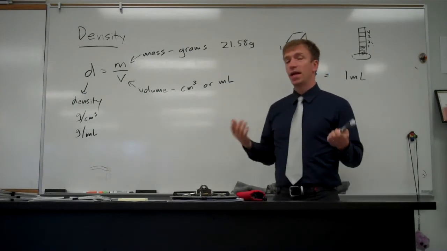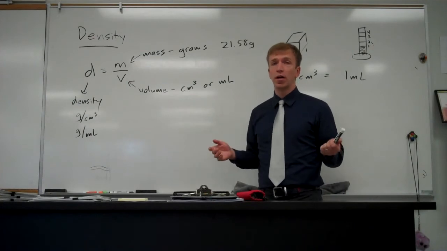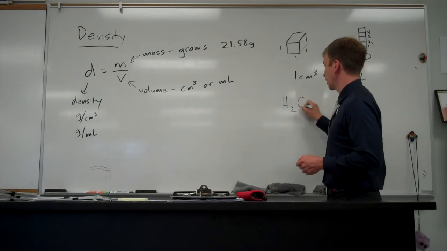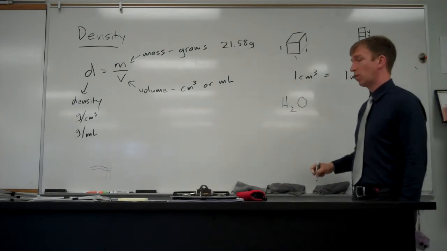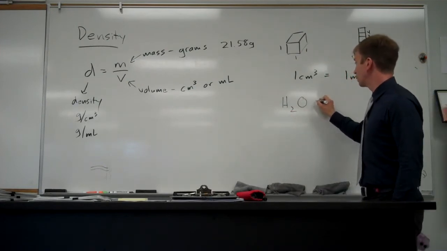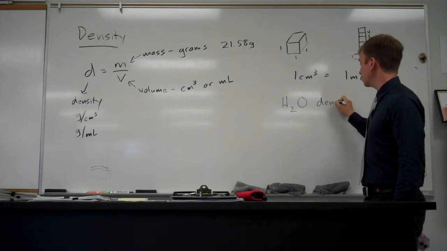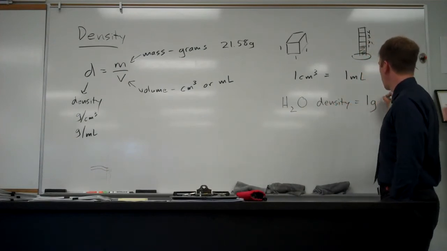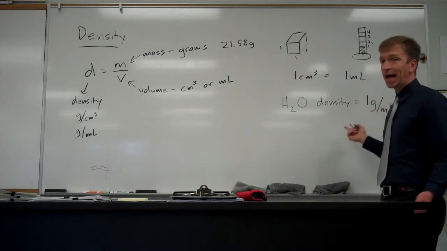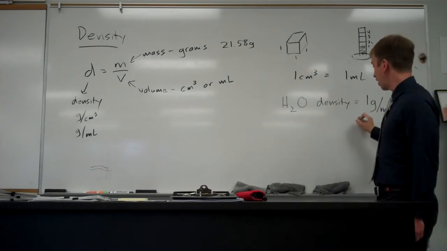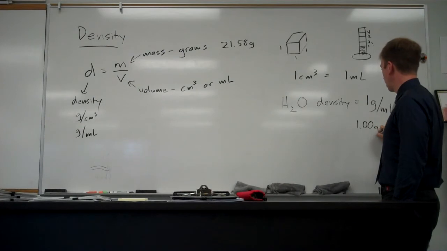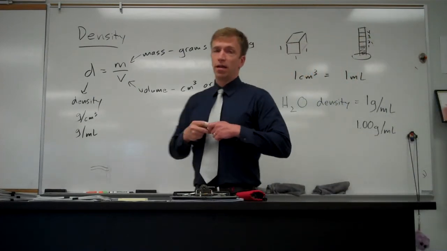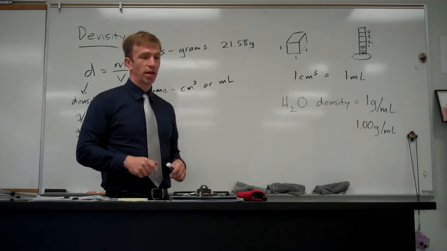There are a couple of other handy things that are useful to know when you're doing problems with these. One is that water, the chemical formula H2O, meaning you have 2 hydrogens and 1 oxygen, has a density of 1 gram per milliliter, exactly. And so we could actually extend that out and say it's 1.00 grams per milliliter, so that you would have at least 3 sig figs in an answer if you were to do a calculation like that.